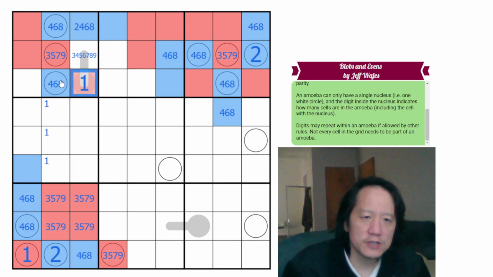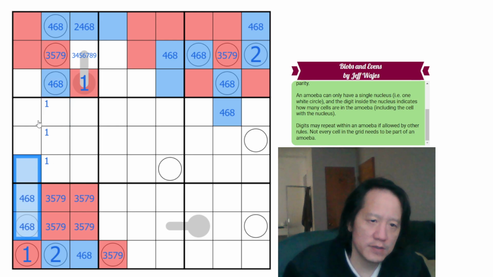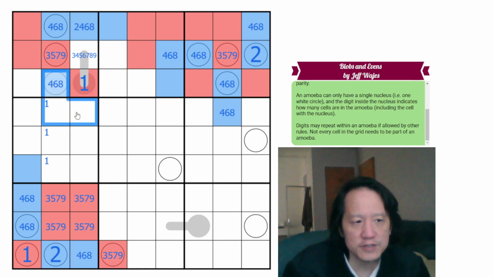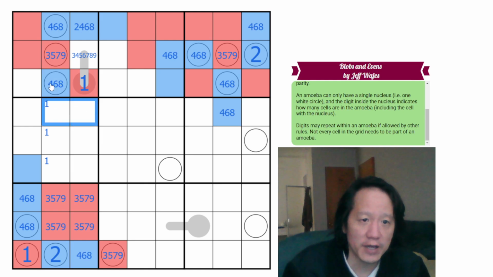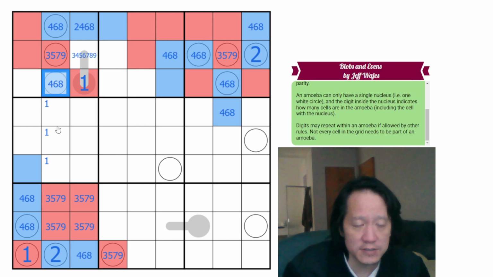How do these amoebas interact? This must be a separate amoeba from this. If the minimum amount of cells that can be contained in this amoeba is for this box, is these 2, right? It could go out then afterwards. So it could go here, then out. So therefore there's 2 cells that are for this amoeba at least.